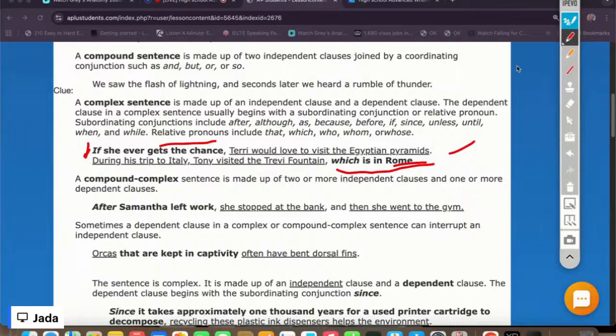All right. So last part we have the compound complex. Okay. So the compound complex sentence is made up of two or more independent clauses and one or more dependent clauses. So it could be made up of two independent clauses and then one or more dependent clauses. So we have after Samantha left work, she stopped at the bank and then she went to the gym.